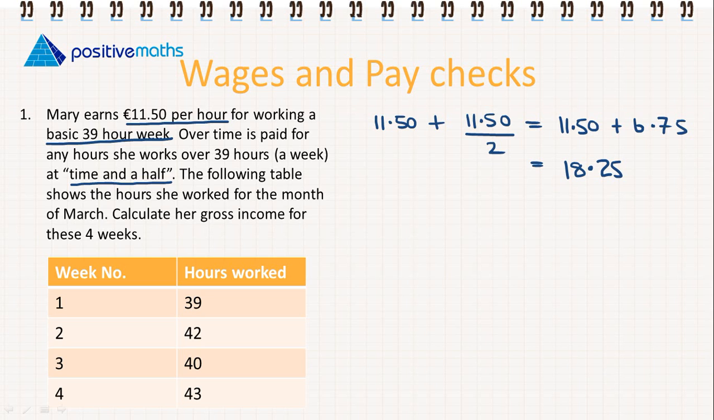Okay, so now we need to calculate for week 1. So week 1 is just 39 hours, so no overtime. So it's going to be $11.50 multiplied by 39. So that gives us $448.50. So we'll write it in here.